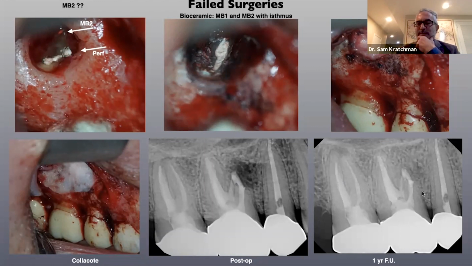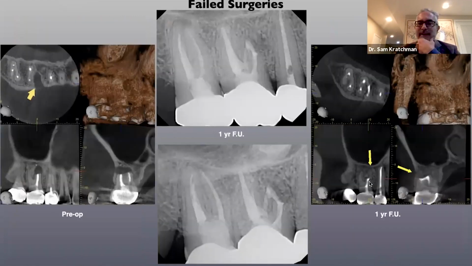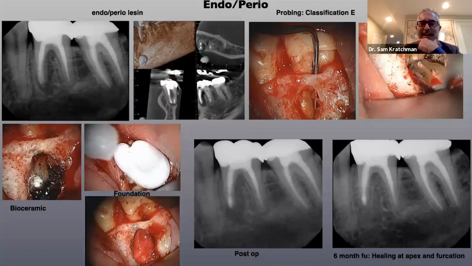Post-op, 1 year follow-up, and you can see complete bone fill over there. And now we have my 1 year follow-up to the surgery on 3D. And you can see I addressed the isthmus connecting MB1 and MB2, and we got complete healing over here. This also classification E, where you can probe from the furca down to the apex, yet there is a little bit of crestal bone. So F would be complete fenestration. E is endoperio because there's probing, yet there is some crestal bone here.